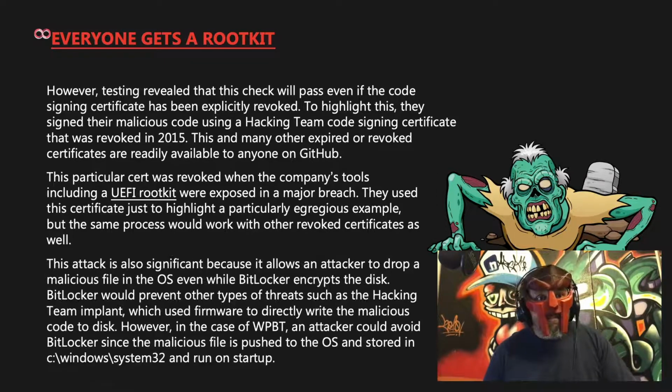This attack is also significant because it allows an attacker to drop a malicious file in the operating system even while BitLocker encrypts the disk. BitLocker would prevent other types of threats such as the Hacking Team implant, which used firmware to directly write the malicious code to disk. However, in the case of WPBT, an attacker could avoid BitLocker since the malicious file is pushed to the operating system and stored in the C:\Windows\System32 and then run on startup.